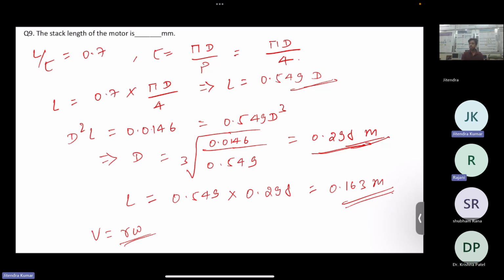So now let's go over the 10th problem. The diameter and length of the machine are given. A 500 kilowatt rating, 200 volt, 1000 RPM is given. This problem is also similar to that, so you will get the idea. Please pay attention here. What you need to calculate is the total flux.